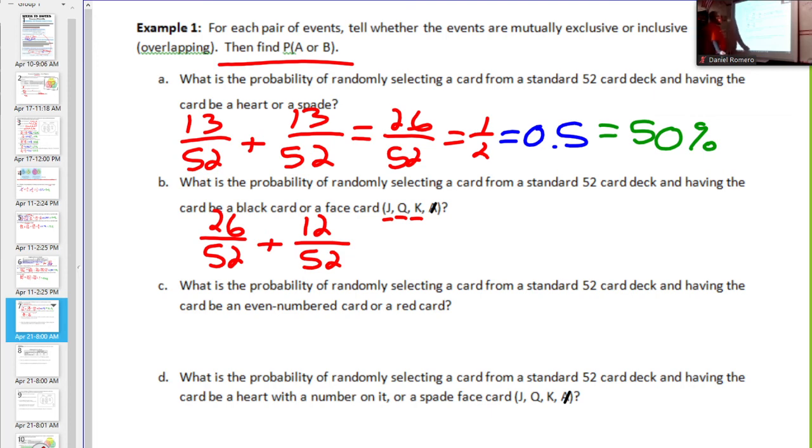But then we have to ask ourselves: are these events mutually exclusive? Are there black face cards? Yes, there are. How many face cards are in black? Yeah, half the 12, sure, 6. So that ends up being 32 out of 52, which is 8 out of 13, or 0.6154.